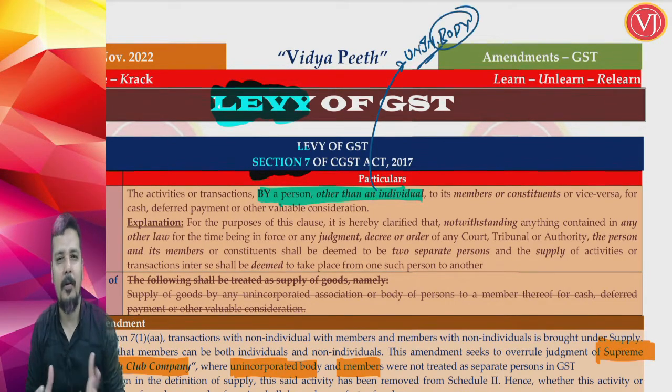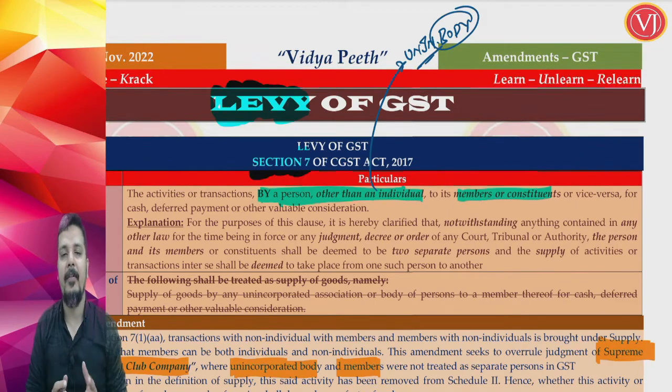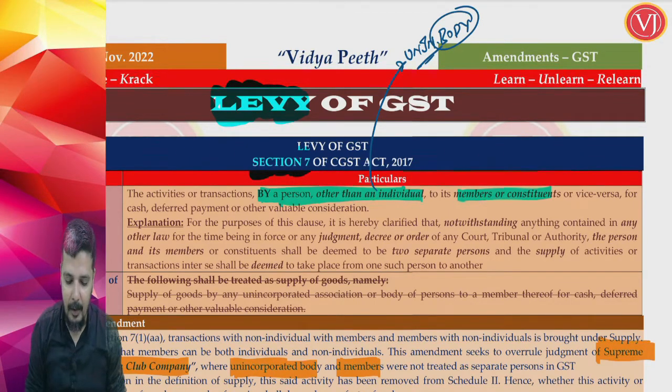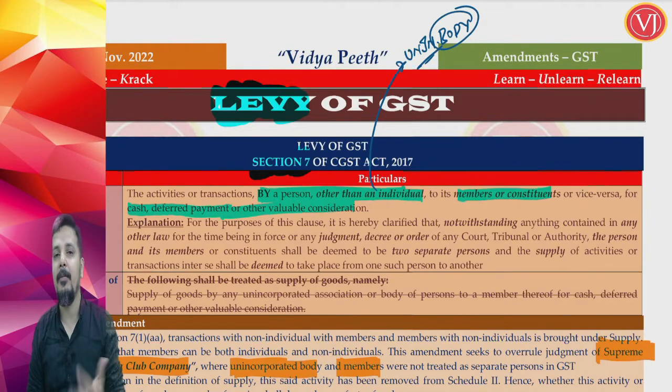It might be an association of persons or body of individuals to its members or constituents, or vice versa, whether it is an unincorporated body to the members or members to the unincorporated body, whether it is by way of cash or deferred payment or any other valuable consideration, it happens to be deemed supply. It happens to be supply. So it is defining supply.